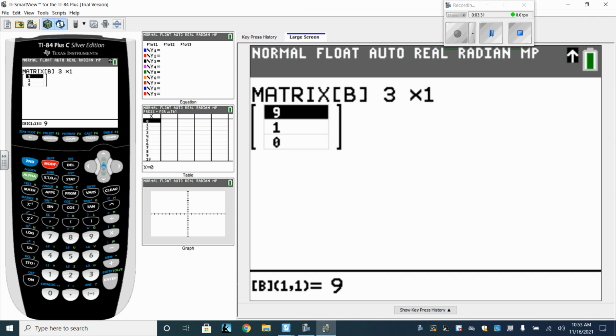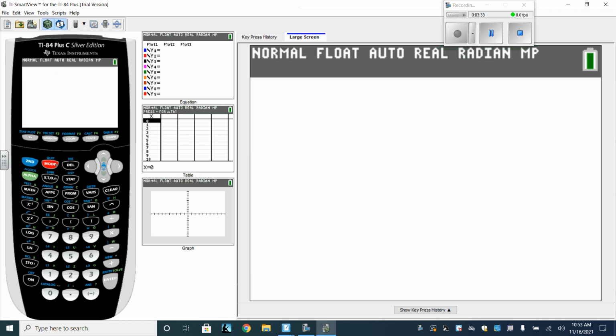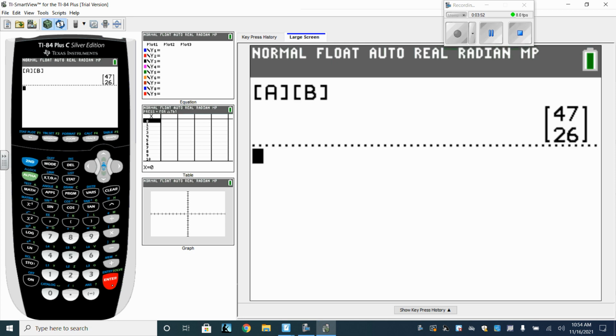Now we can go second quit. Now we'll recall second matrix A, and then we have second matrix B. Since they're multiplied together, we don't have to put the sign there. We can just do matrix A times matrix B. And if we hit enter, we get 47, 26. Questions on this here?